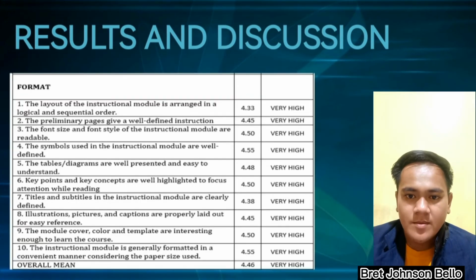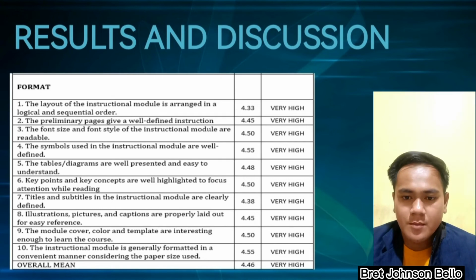The usability level of the developed module in terms of format has a grand mean of 4.46, which was interpreted as very high, meaning that the students who use the module find it to be excellently formatted. All of the indicators of great formatting were scored very high in the questionnaire, but two of the strongest points of the module are that the instructional module is generally formatted in a convenient manner considering the paper size used, which is 4.63, and the symbols used in this instructional module are well defined, which yields a mean of 4.63.